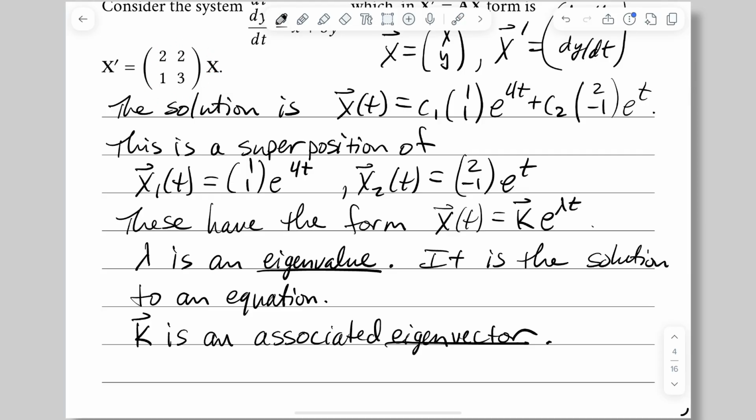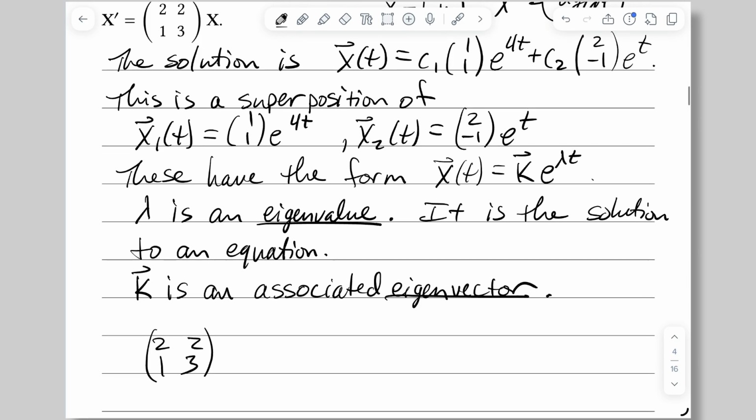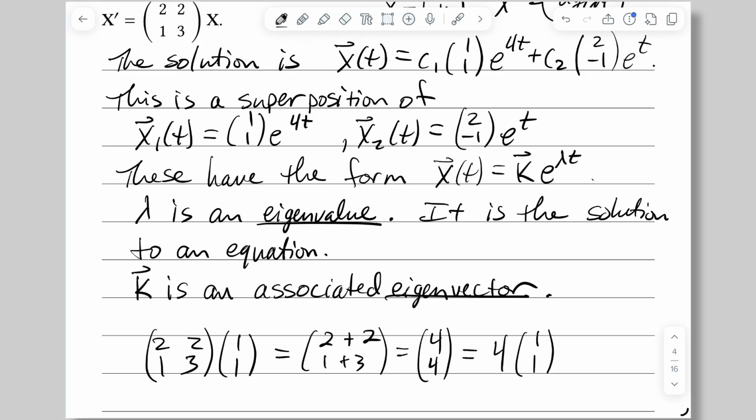Here, I'm going to write down an equation. Suppose we write down [2, 2; 1, 3]. That's the coefficient matrix for the system of differential equations that I introduced. And we're going to multiply that by (1, 1), the vector I gave for the first solution, x1. Using matrix multiplication, we have 2 plus 2 for the top entry, and 1 plus 3 for the bottom entry, which equals (4, 4). And you'll note that that is 4 times the vector (1, 1).